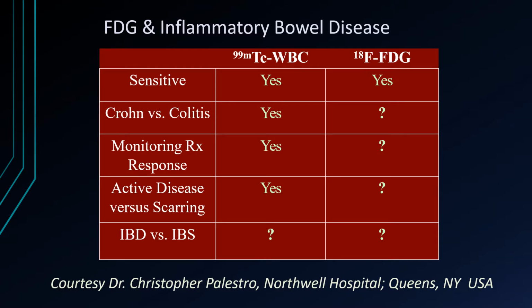And looking at some specific areas, for example, inflammatory bowel disease, there's already been a fair amount of extensive work done with labeled WBCs, and we can see that it is fairly sensitive in monitoring things like Crohn's versus colitis and measuring treatment response. With FDG, we know it's very sensitive, but perhaps in some ways almost too sensitive. So we don't know if it's actually good for monitoring all the issues as has been listed in the table.